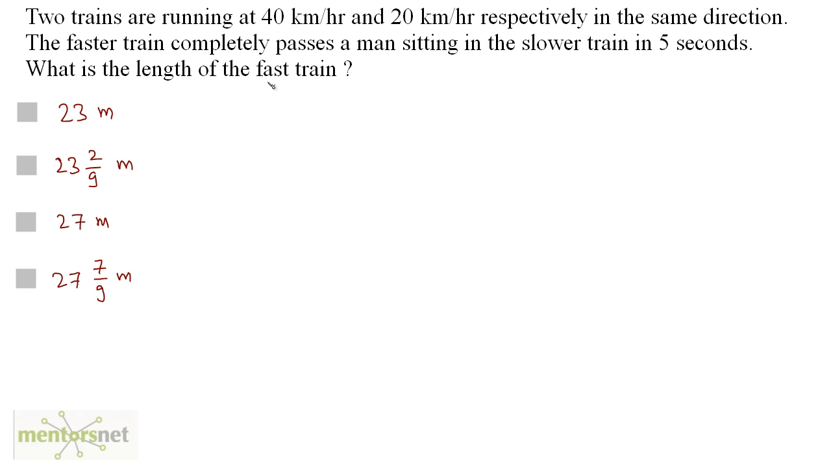Well, these trains are running in the same direction, which means that the relative speed will be the difference of their speed. So speed will be equal to 40 minus 20, and that is 20 kilometers per hour. Now let's convert this into meters per second. So it is equal to 20 times 5 by 18 meters per second.